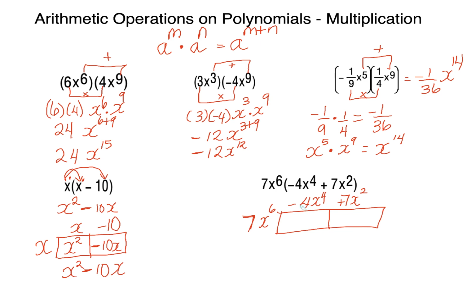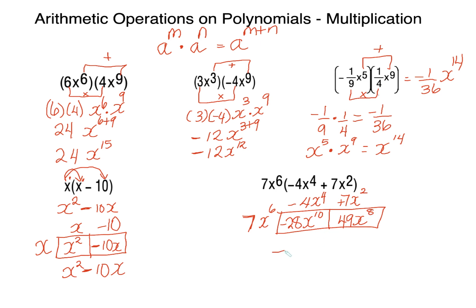Now the 7 times the negative 4 gives you negative 28. And remember, you're going to keep that base of x, and you're going to add 6 plus the 4, which gives you 10. 7 times 7 is 49. And then keep that base of x because they match. And 6 plus 2 is 8.